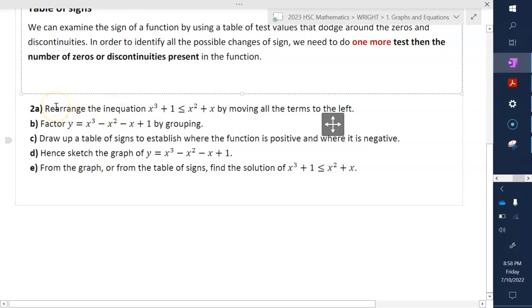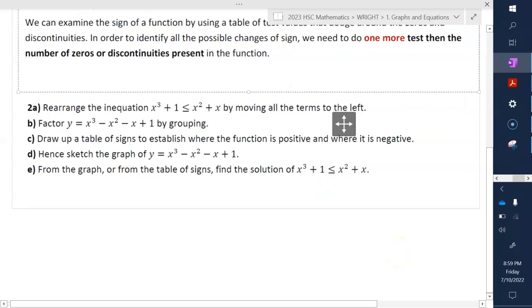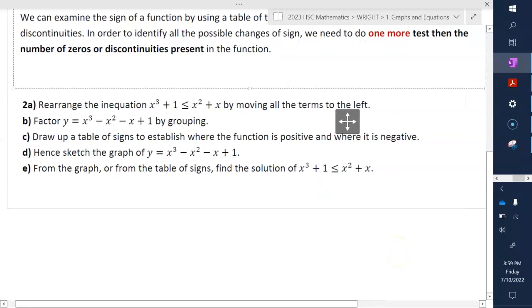2a. In the textbook, this is one of the harder ones down the bottom, but you need to know how to do these, so you need to keep working through these. I'm sorry the video is long, but I think we need it to get through this stuff this time. 2a says rearrange the inequation x cubed plus 1 is less than or equal to x squared plus x by moving all terms to the left. So we're going to draw this function and sketch it and figure out what it looks like, and we're just stepping you through this.